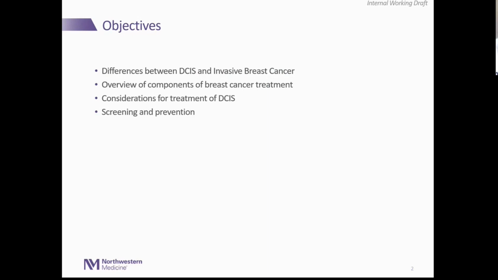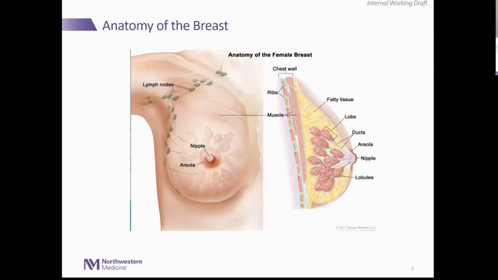Talking a little bit about the differences between DCIS and invasive breast cancer, giving you a bit of an overview of the components of breast cancer treatment, some special considerations for the treatment of DCIS, and we'll touch on screening and prevention. I should also say that I have no disclosures.